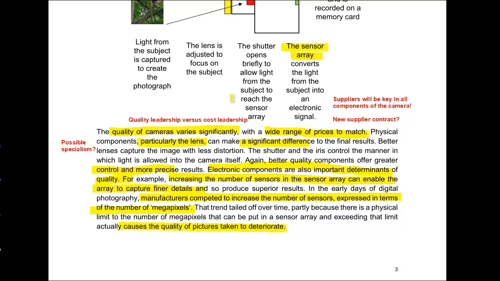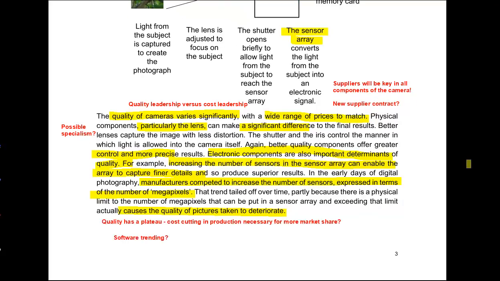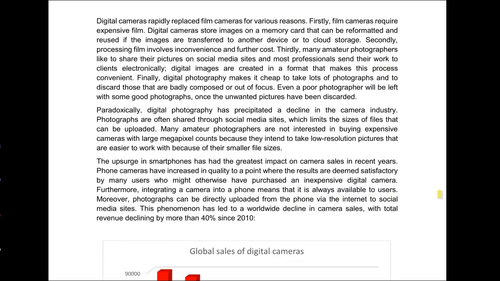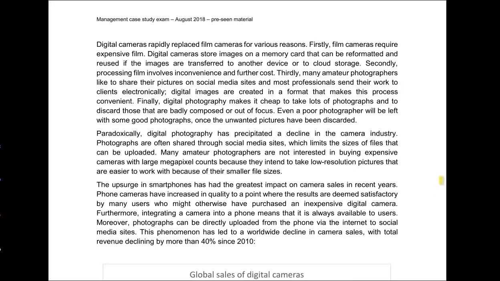We are going to speculate a great deal in this pre-seen, but to me, this is showing us that quality is going to have a ceiling. Therefore, Montel will need another way to add value, whether that's cost cutting or adding in a different area, such as software. So now we've looked at that page. Oh, sorry, it goes pretty fast near the end. We're going to move on to page 4.